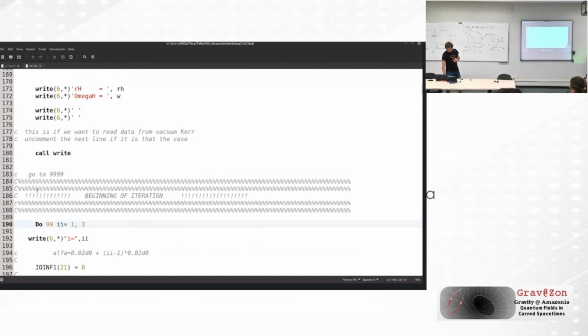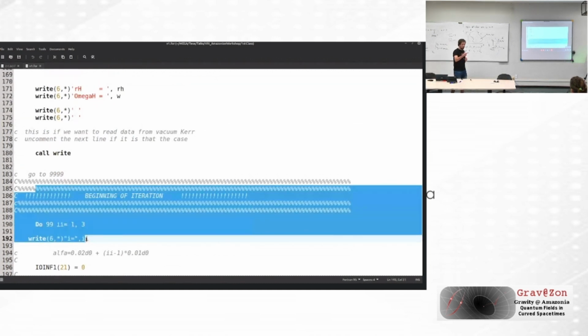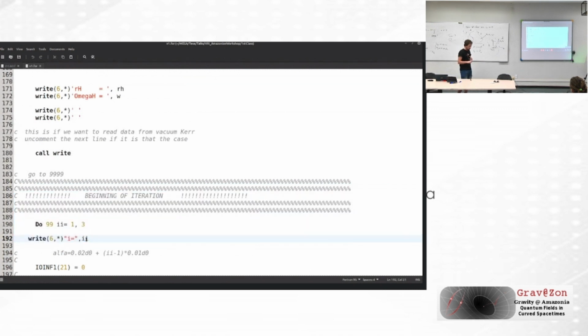Then here is where the iteration begins. So the Newton-Raphson method, it's here that you start. For example, in this case, we're only doing 3 iterations. Usually it's enough, but if you want a bit more accuracy, you can do a bit more.